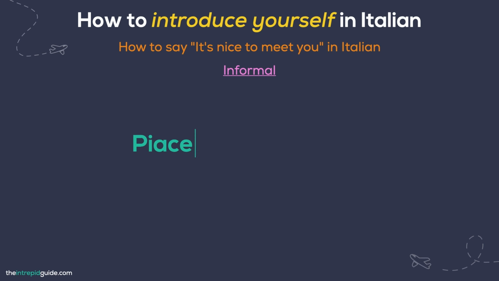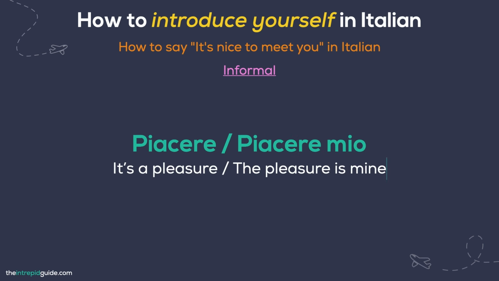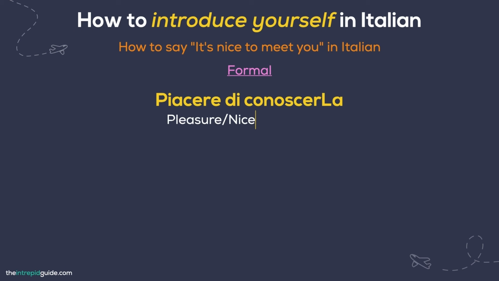And how do you reply when someone says that it's a pleasure to meet you? Well, you can say, Piacere. Piacere mio. Simple and easy, perfect in all informal situations. For formal encounters, you can say, Piacere di conoscerla. Pleasure to meet you. This is polite, respectful, and just the right touch of warmth for formal settings.